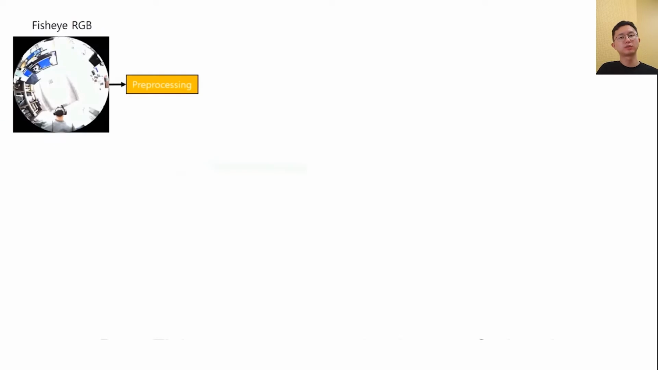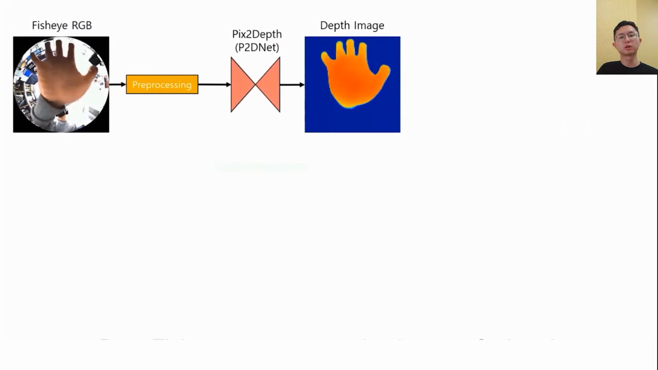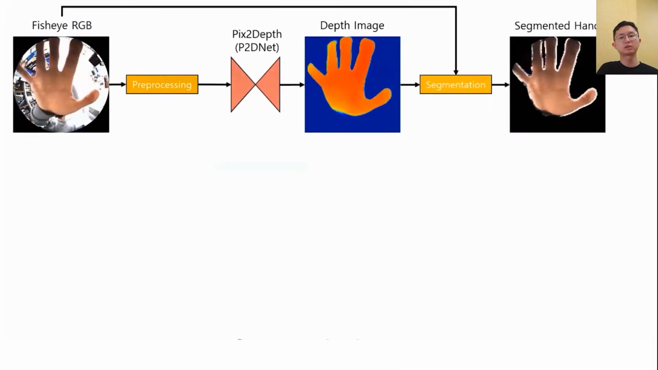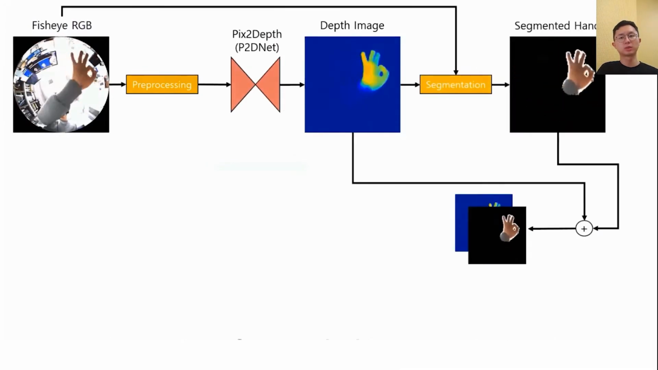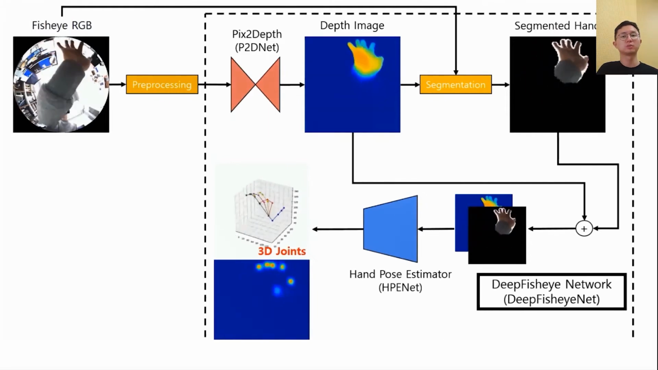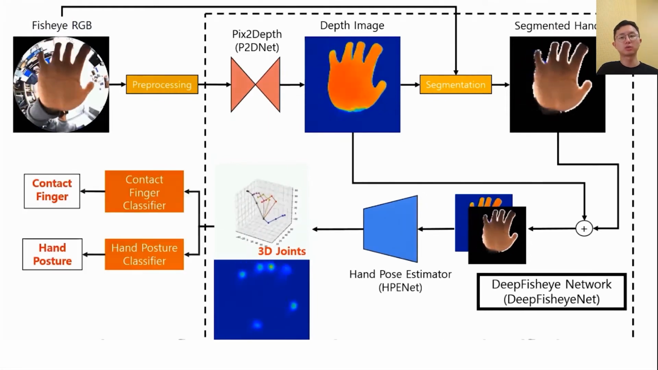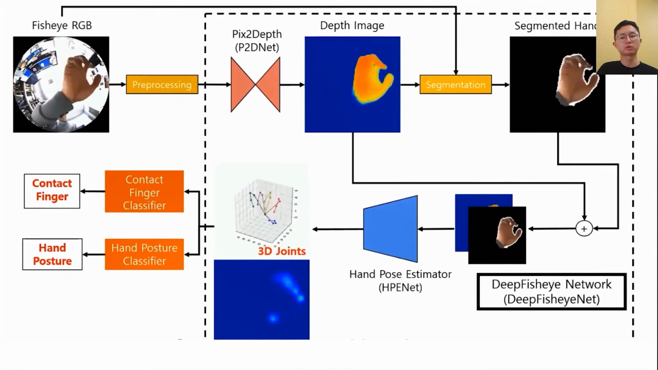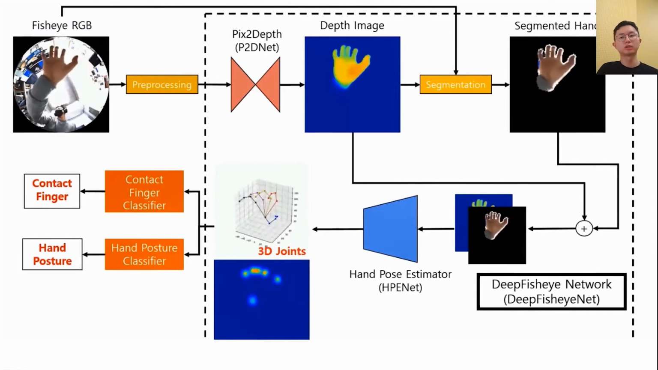Everything starts from a fisheye RGB image. First, it goes through the pix-to-depth network, which converts an RGB image to a depth image. Then it isolates the hand part from the RGB image using the depth image. The two images are combined and fed into the hand pose estimation network. The hand pose estimation network outputs the 3D location of the hand joints, and from this output, it is possible to classify contact finger and hand postures.